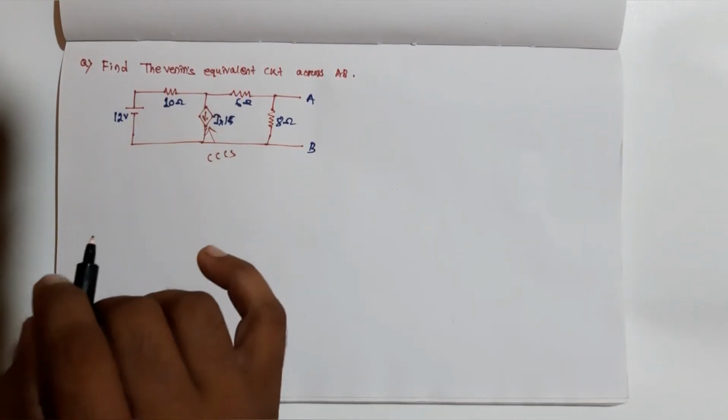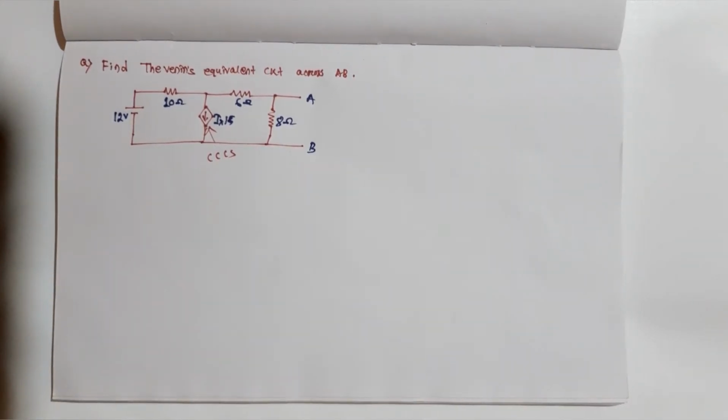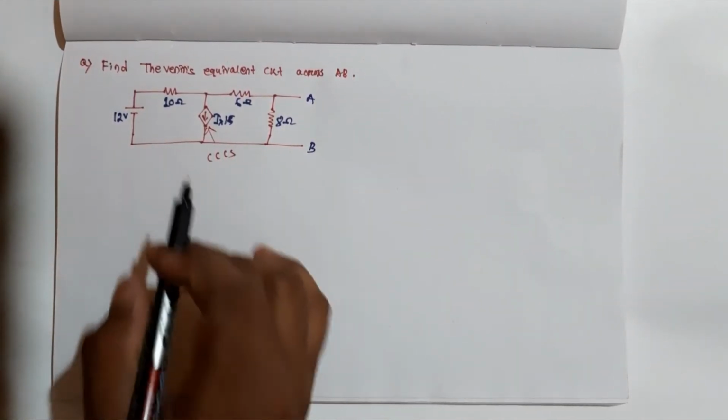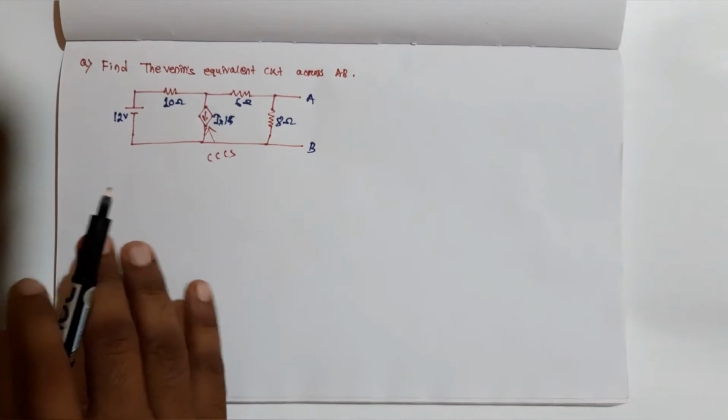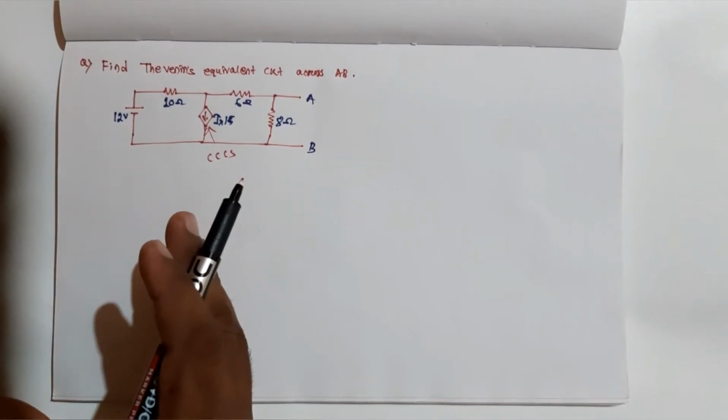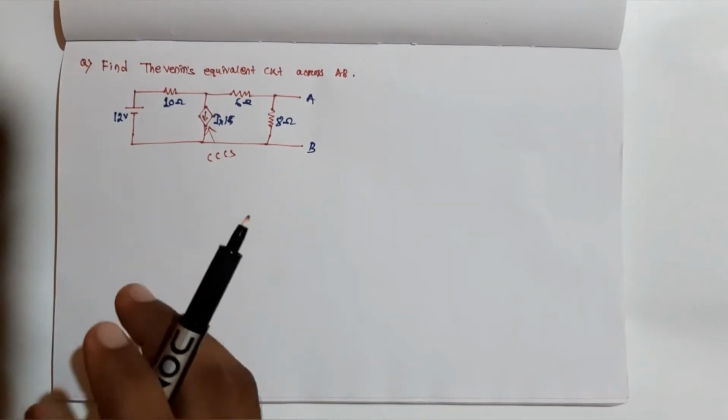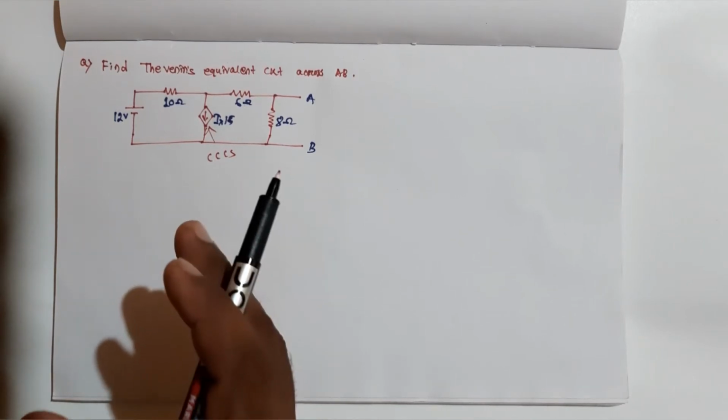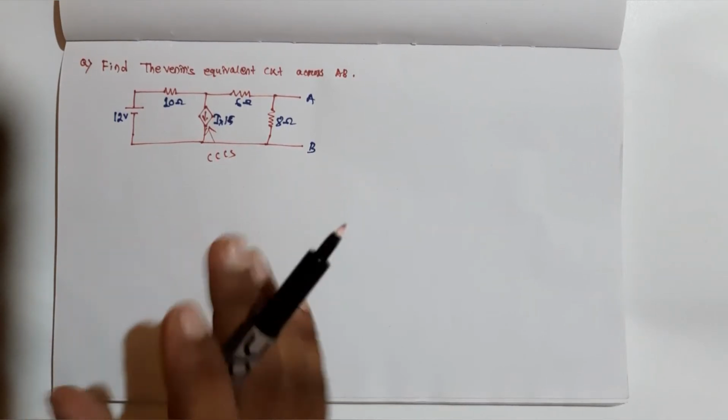First, if the dependent source is present, there is no difference in finding the Thevenin's voltage. The only difference in procedure is applied when finding Thevenin's resistance.